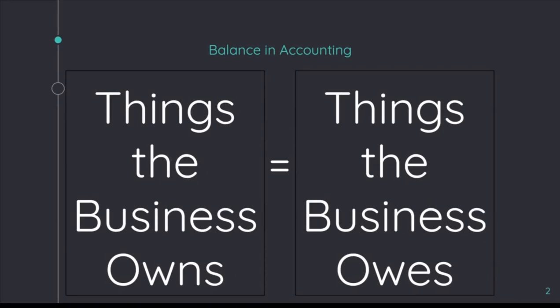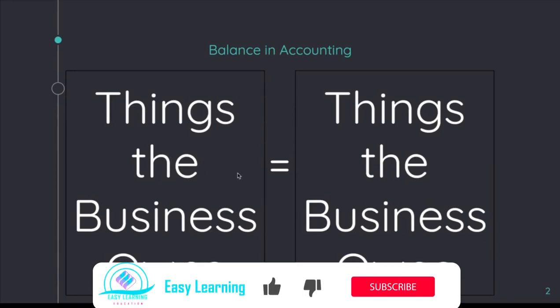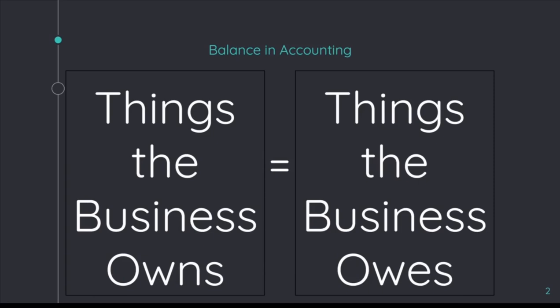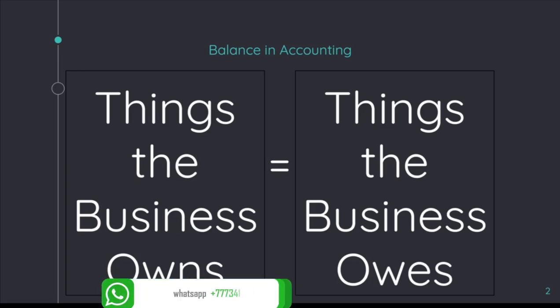In every single business, the things that the business owes is always equal to what the business owns in terms of money. This makes sense because if your business owns more than it owes, then where did it get that extra money from? If it owns less than what it owes, what is the extra money that's being accounted for? That's why these two things are always equal.